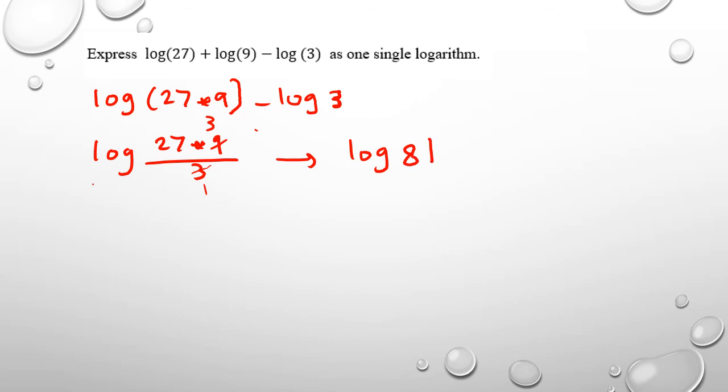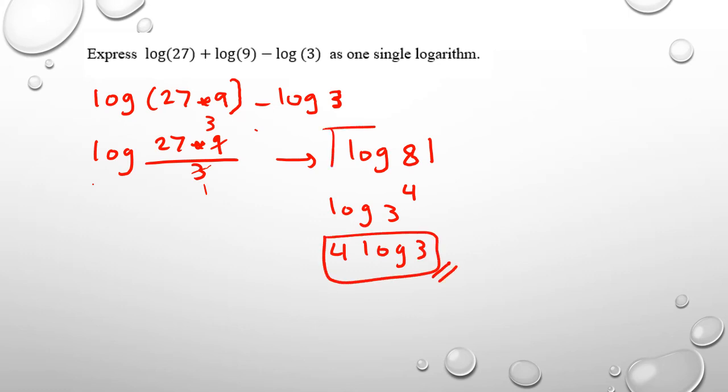So if you leave the answer like this, it's fine. Some people go ahead and do the 3 to the power of 4 is 81. So what they do, they write it like that, 3 to the power of 4, and that gives me 4 log 3. So it's either this answer you stop with or the other answer you stop with. It makes no difference, both of them are correct because they only said write it as a single log.